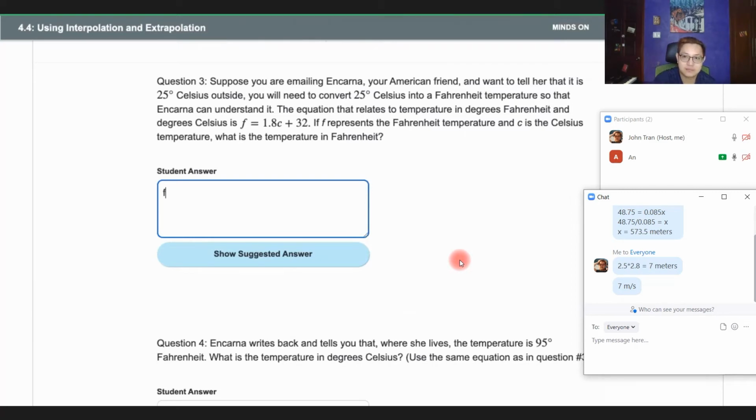F equals 1.8C plus 32. This is a simple conversion.